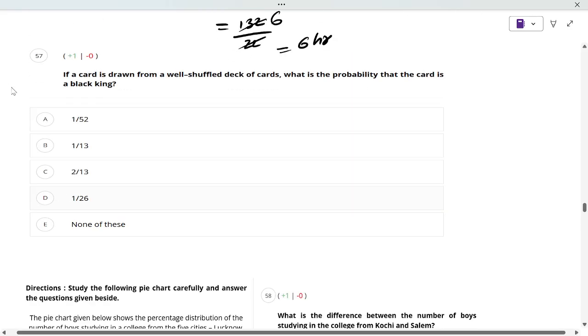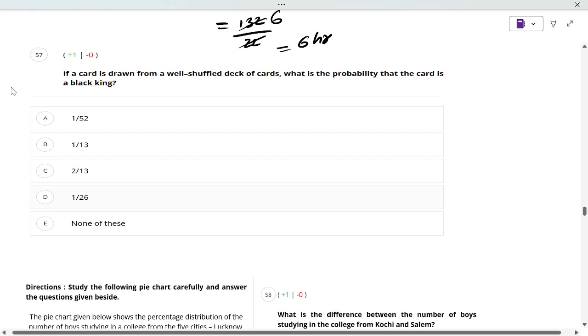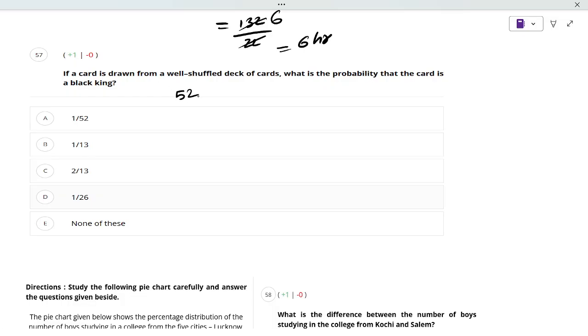Next one, 57. 57 is very simple. This is from probability. Now here we know in a well shuffled pack of cards we have 52 cards. The probability that the card is a black king. Now we know we have 4 types, which is 13 each. 2 in black, 2 in red.